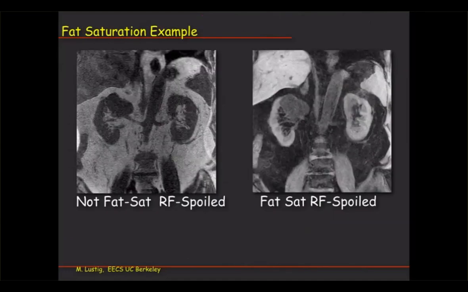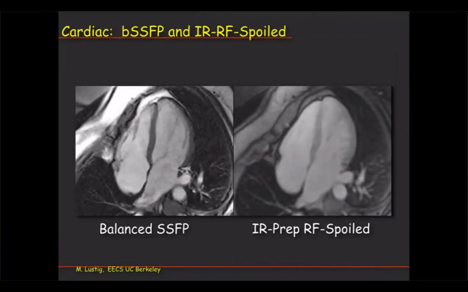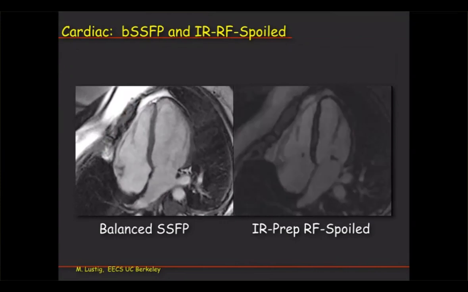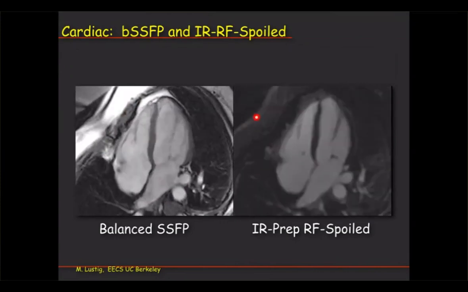Okay, so here are just some examples. I showed you this before. That's non-fat, without fat saturation. This is what it looks like with fat saturation, right? I showed you this before. This is a balanced SSFP sequence. This is a 4-chamber view of the heart. And then on the right, what you do is an inversion recovery.